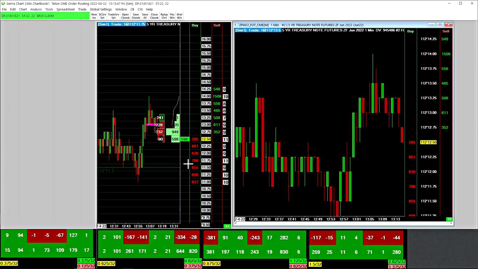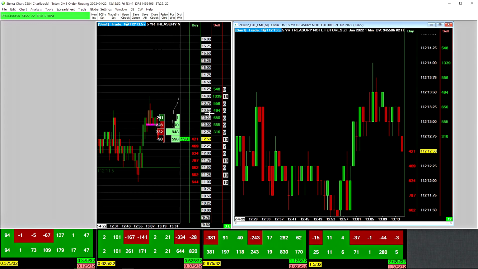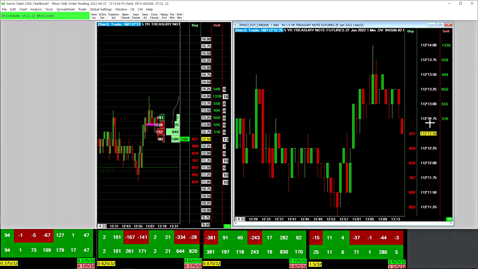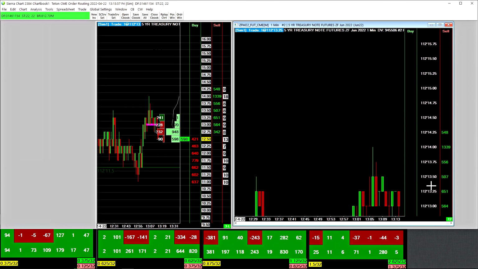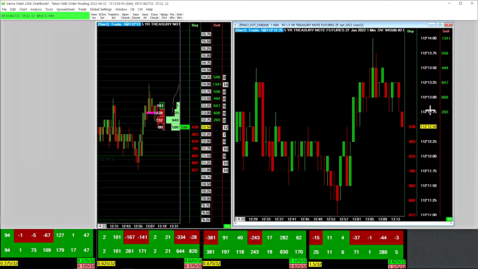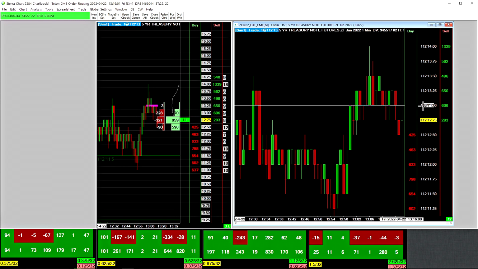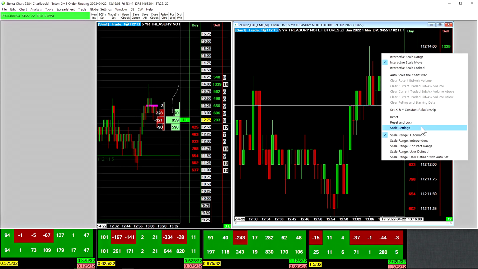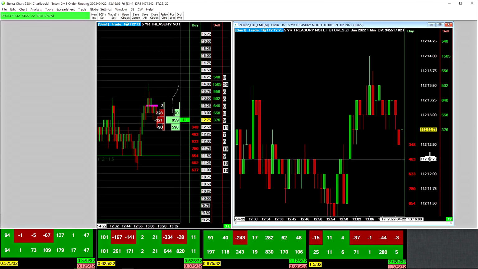The other thing you might notice is that the scale for this chart is a little bit different than that one. We can change that simply by using the interactive scale range features in Sierra Chart. So if I go over and right click on the value scale, I'm going to set this to a constant scale range.